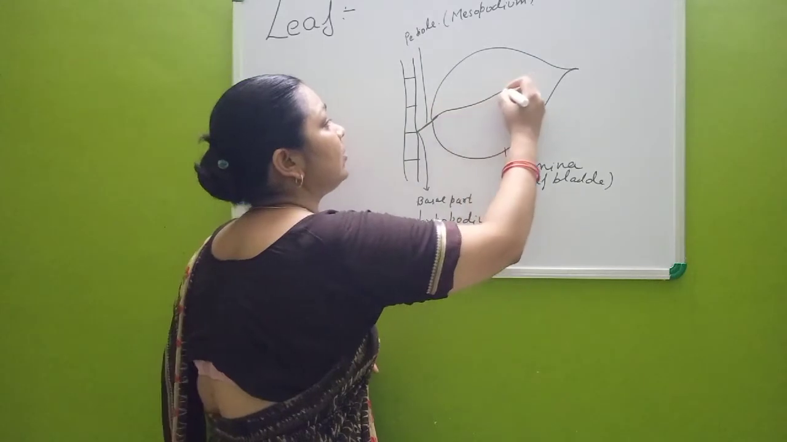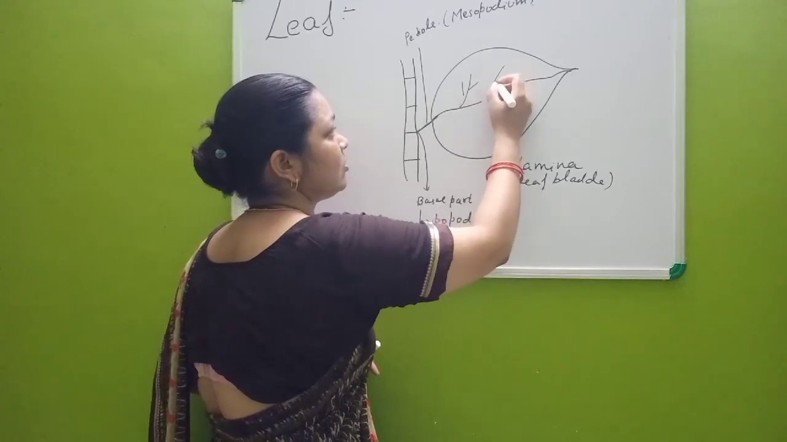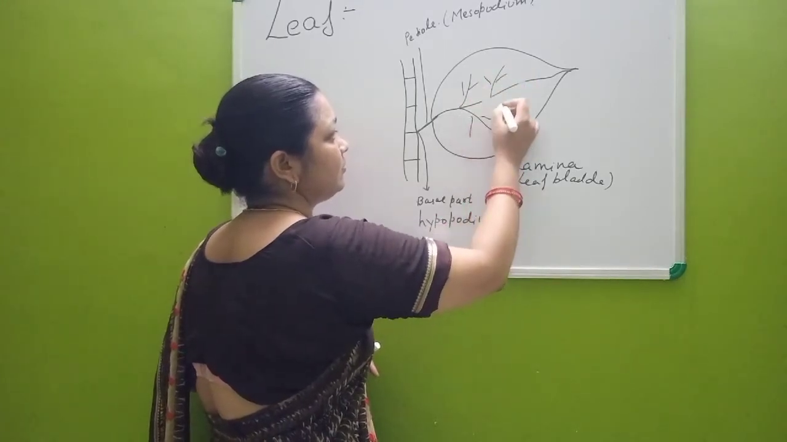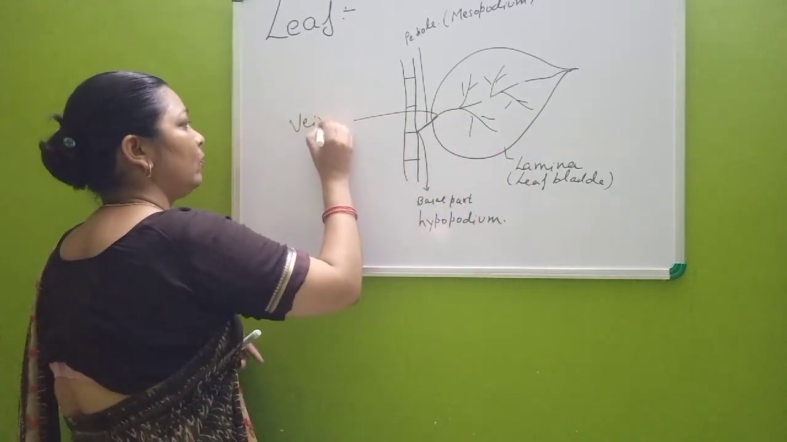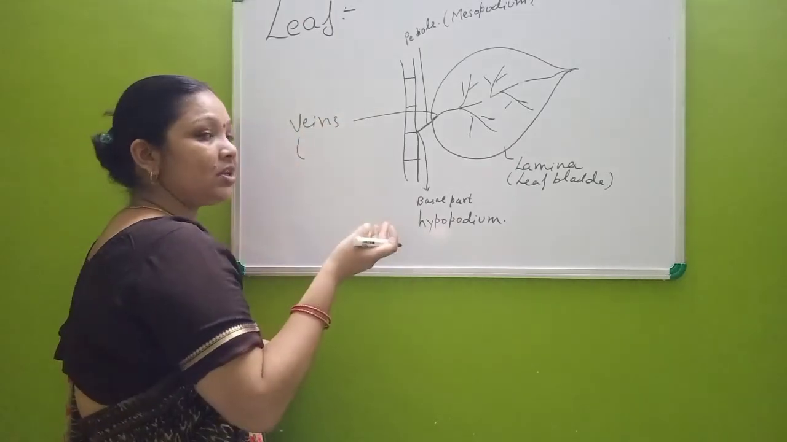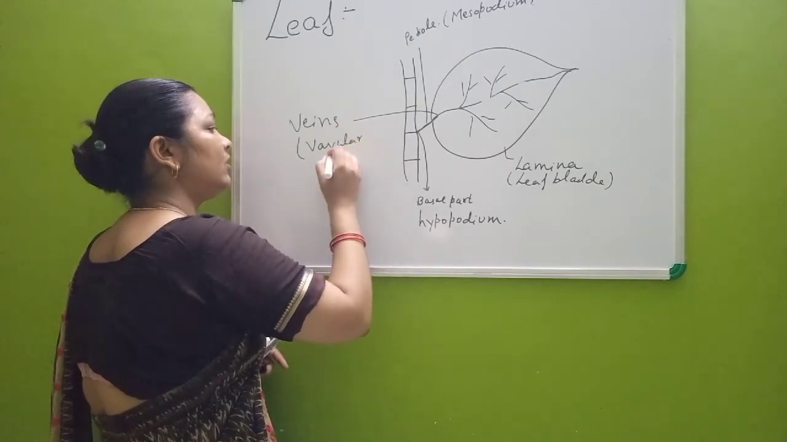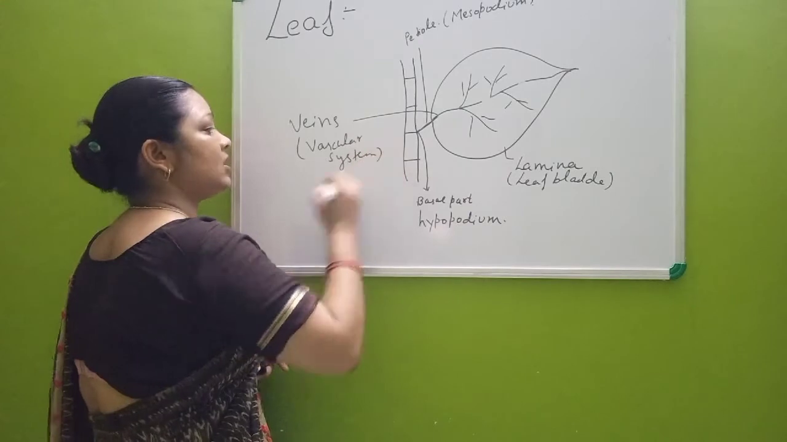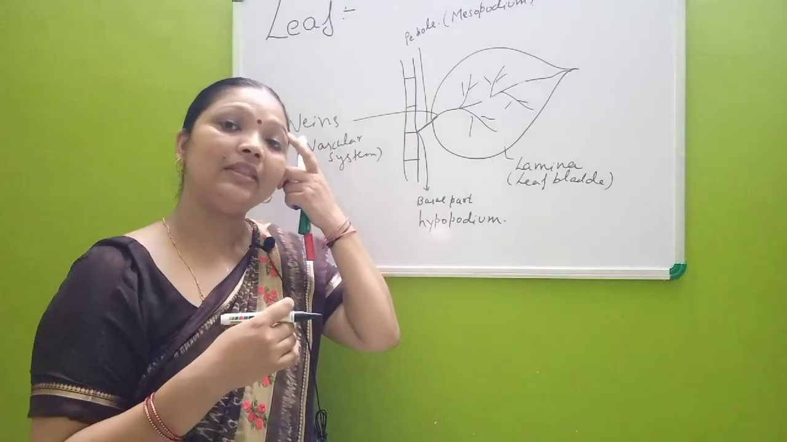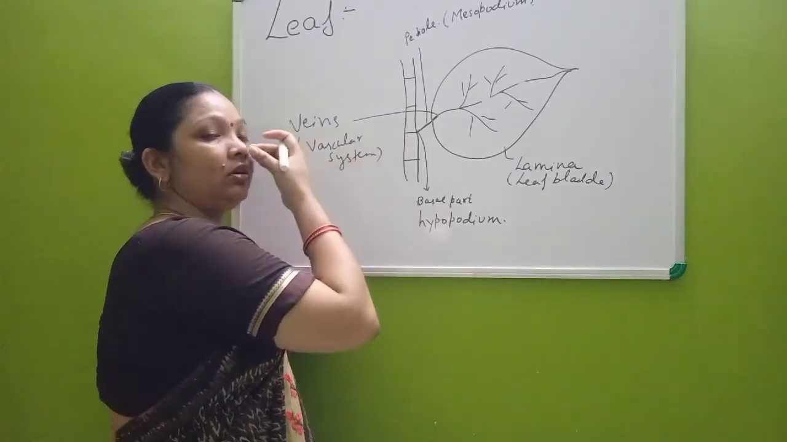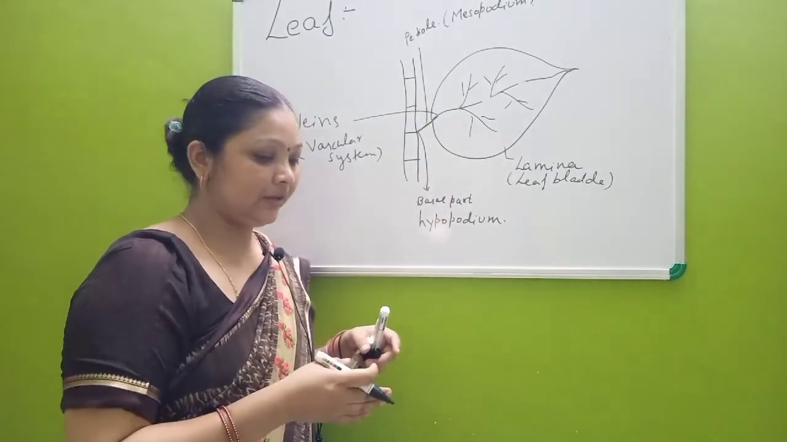the veins run around it, and there is bifurcation of veins also. And what is this? This is veins. And what is a vein actually? Actually it is a vascular system. It is a vascular tissue that will provide water to the leaf or take food from the leaf to the different parts of the plant.